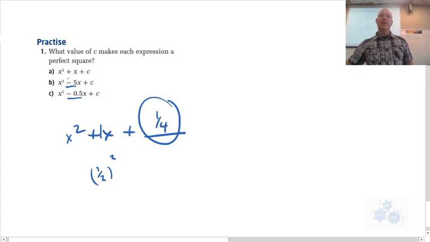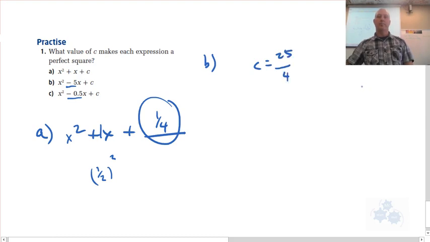If they give you decimals in the question, you can have decimals in your answer. If not, try and work with fractions, reduced fractions as much as possible so we can get comfortable with those. So that's A. C is 1/4. I'll do B as well here. So again, half of -5 would be -5/2. So C is 25/4. Okay? Half of -5, squared.